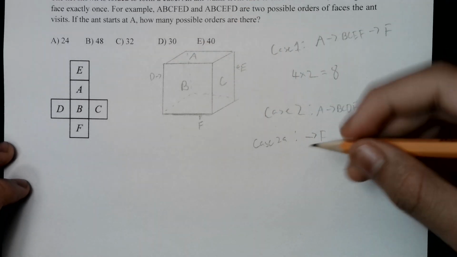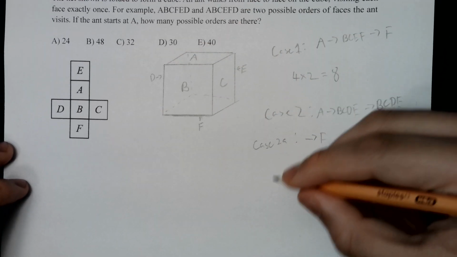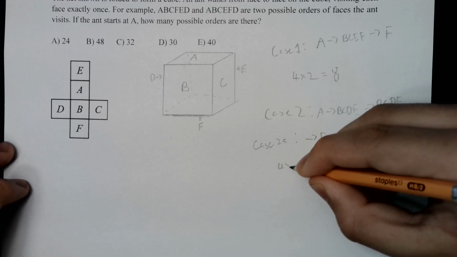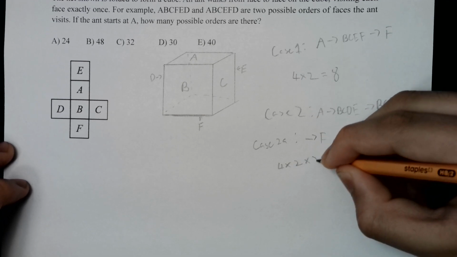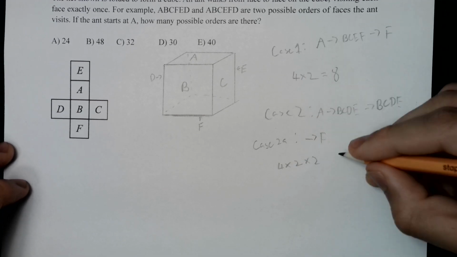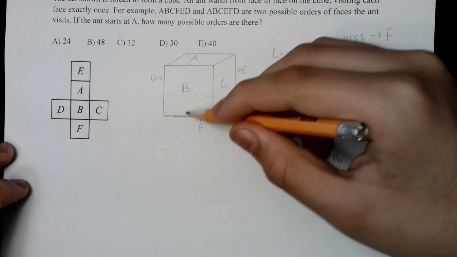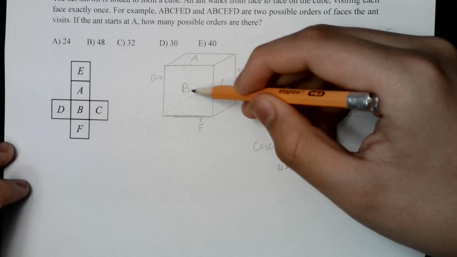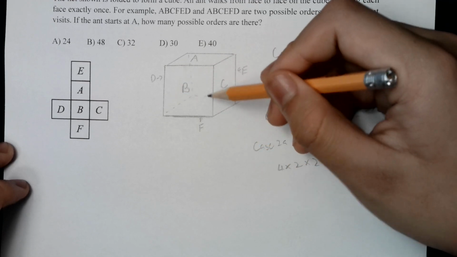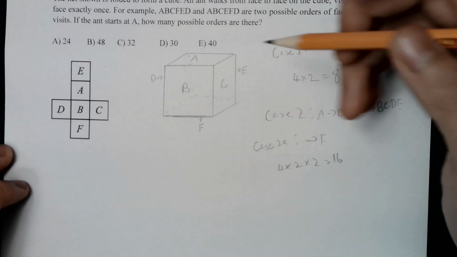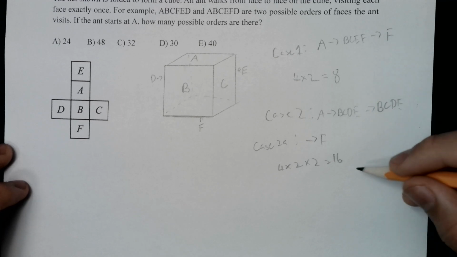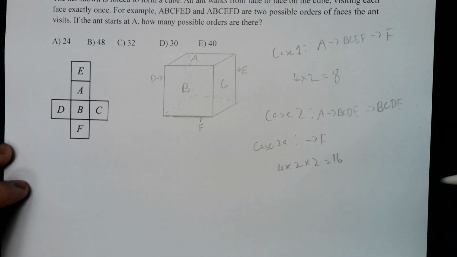So here there are two choices, which means that the total number of options is going to be 4 times 2 times 2. And the reason why it's 4 times 2 times 2, or 16, is because you have 4 options for the first face you want to go to, B, C, E, D, and after that you have 2 options, and for example, going back to B, you can go to C or D, and once you get to the face F, you can only go to E or D. So that's just an example. So there's a total of 16 different possibilities for this case.